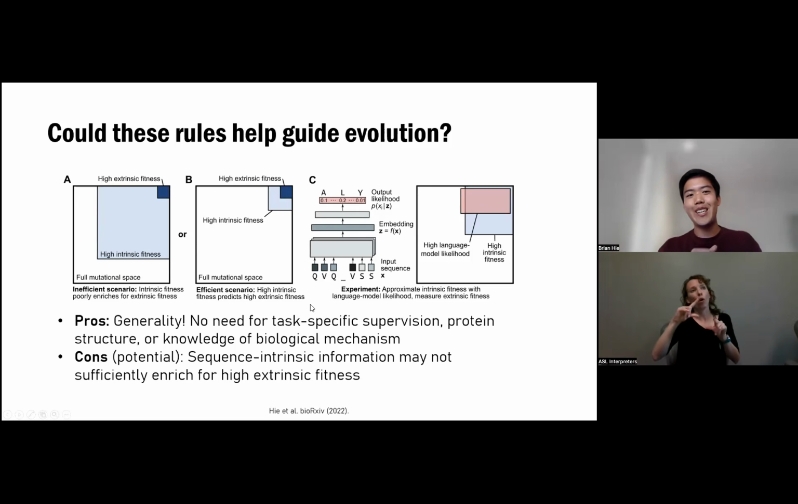The cons are also pretty obvious. It's not guaranteed that high intrinsic fitness, or what's learned by a language model, would be a good prior for the actual selection pressure that you want to optimize. In this case, binding affinity. You could just be acquiring high likelihood mutations from the language model, and these could potentially have nothing to do with, or only a very rare subset would still improve, say, binding affinity to a particular antigen. So these are the pros and cons of this approach.